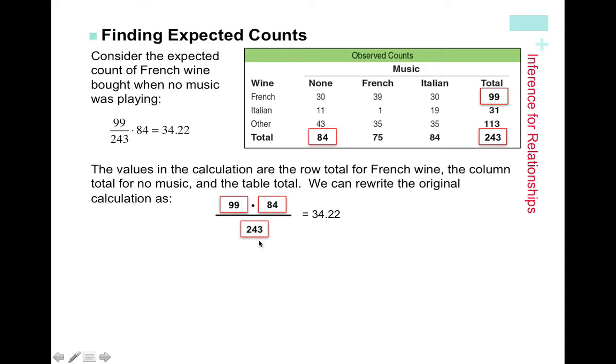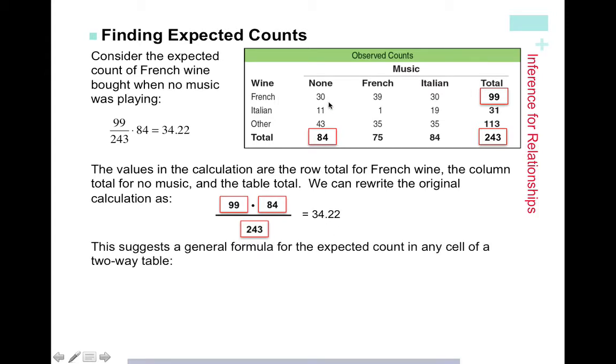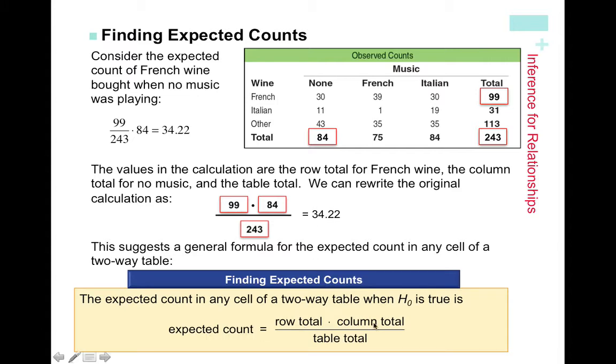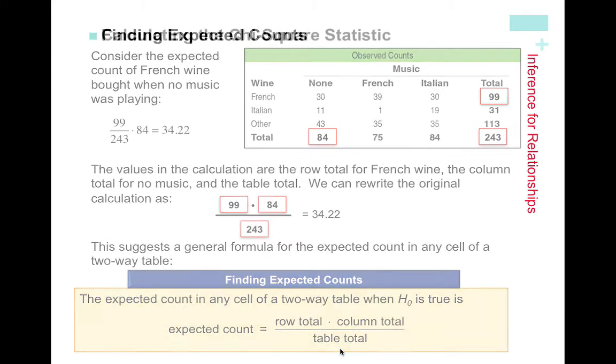So that's how many I expect to be purchased, and out of all, there are 84 bottles purchased when no music was being played. So if I take that percentage times 84, this is how many I expect to be French wine with no treatment. So the expected count is always the row total times the column total divided by the table total.